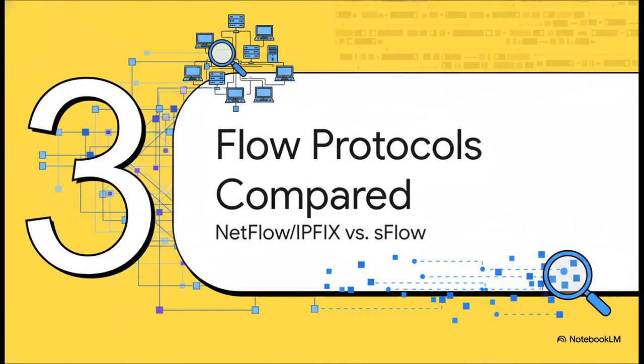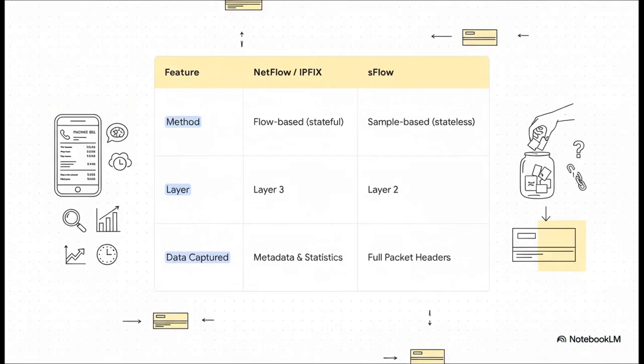Okay, so we get the concept of flows, but how do we actually make them? Well, that brings us to the major protocols, and there are really two big schools of thought here. You've got the NetFlow and IPFIX camp, and then you've got the sFlow camp. And this table just lays it all out perfectly. On one side, you have NetFlow and its modern version, IPFIX. These are flow-based. The router or switch is stateful.